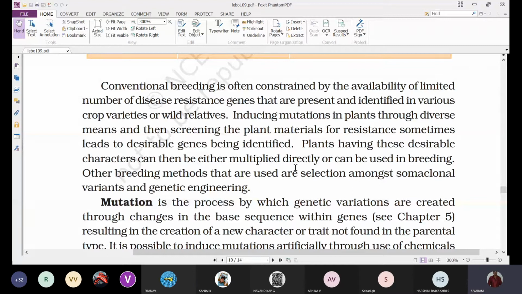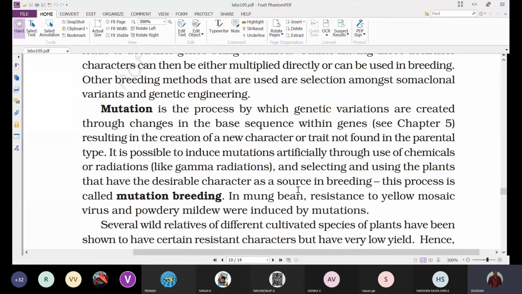About somaclonal variants and somatic hybridization, we'll discuss later in this chapter, that is how to undergo somatic hybridization and how somaclones are obtained. And genetic engineering, that is the biotechnological process, we'll discuss in the 11th and 12th chapters in detail. But here, already we have discussed conventional breeding, and now we'll go with mutation breeding, how mutation breeding is done.